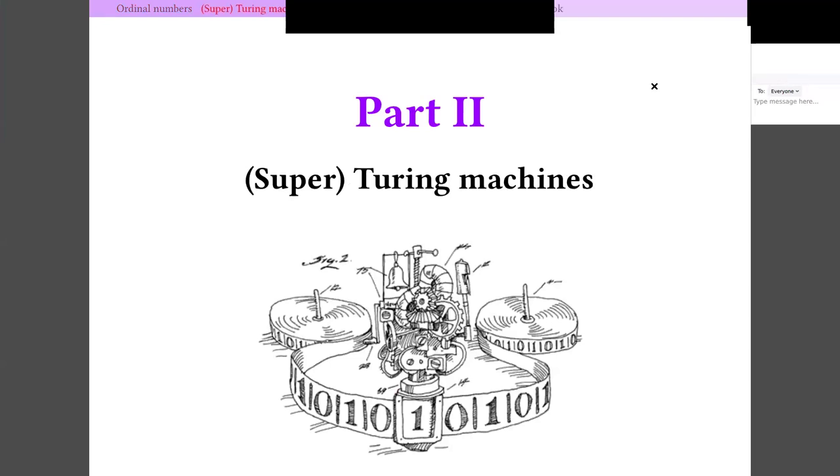This is an artist's depiction of an ordinary Turing machine. As I think most of you know, an ordinary Turing machine has access to a tape. That tape is subdivided into individual cells. Each cell may contain zero or one. That tape is infinitely long. More precisely, at least in this depiction, it has length omega to the right and also length omega to the left.